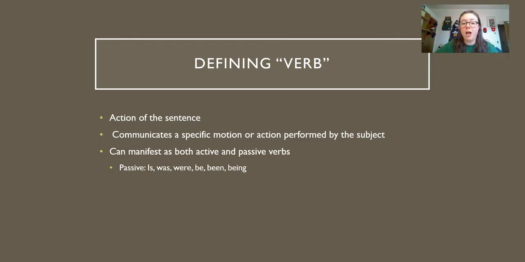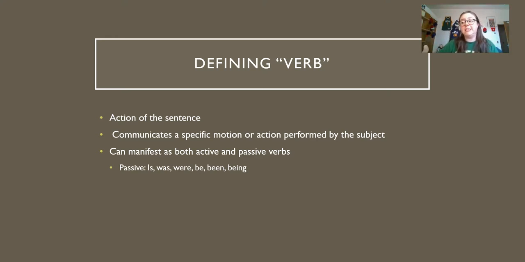Now, a verb, on the other hand, is the action of the sentence. So it communicates a specific motion or action performed by the subject. So it's basically what the subject is doing. Now, verbs can manifest as both active and passive verbs. And if you haven't checked out the active passive verbs mini lecture yet, I would definitely encourage you to do so because I do go into more detail on what that means and the rhetorical affordances of both.